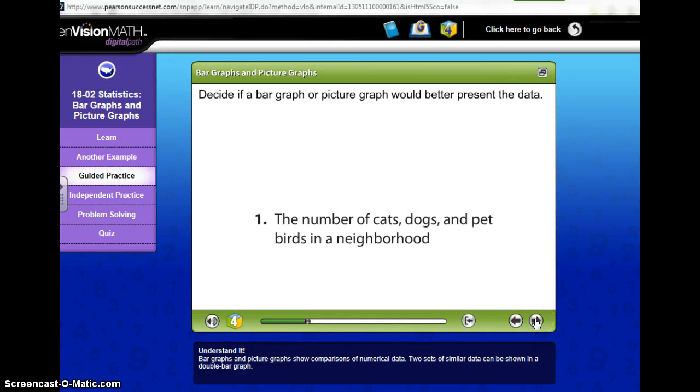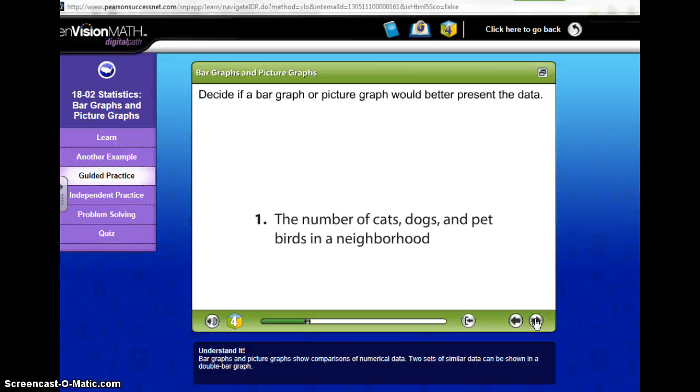So let's pretend you have the number of cats, dogs, and birds in a neighborhood. Which kind of graph would you use? A bar graph or a picture graph? Raise your hand if you think you know. Brendan? A bar graph. It would work, but what would be even better? Because you could draw a picture. If there are 4 dogs in your neighborhood, you could draw 4 dogs. If there are 10 cats, you could draw 10 cats.